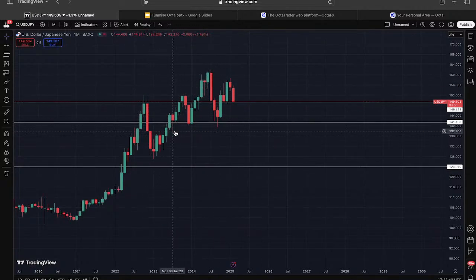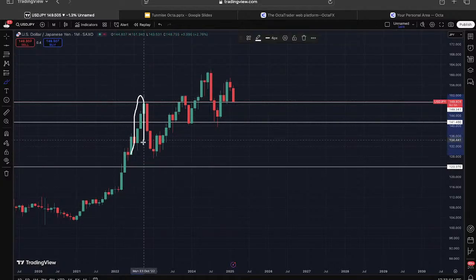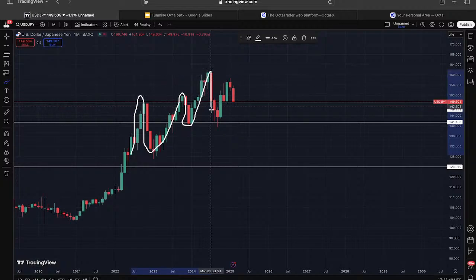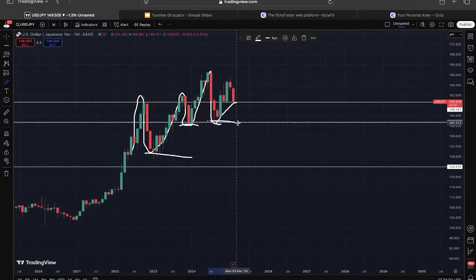So we can see that when price came down here, went up, came down at this level, went up, came down at this level, came to this level. Can you see that? Now we can see that price was creating a higher low.